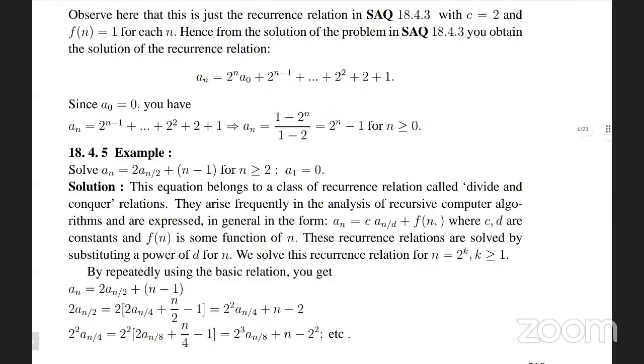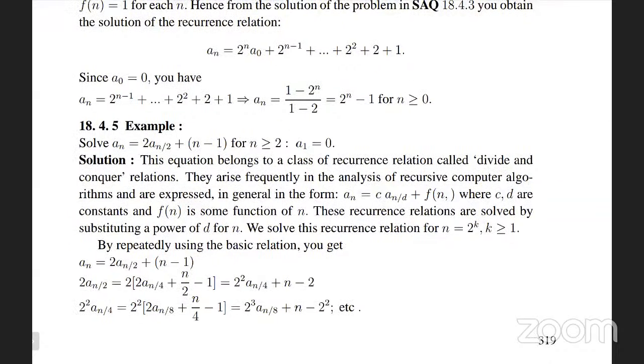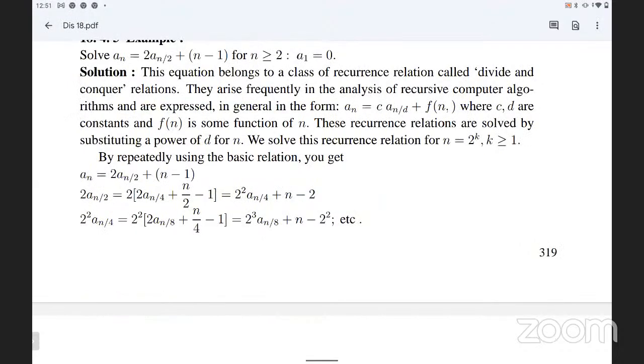Next, 18.4.5. an equal to 2 into a n by 2 plus n minus 1 for n greater than or equal to 2. The equation belongs to the class of recurrence relations called divide and conquer rule, which I will apply. What is the meaning of divide and conquer? First we should make a division, then after that combine. Divide means you divide the equation into divided form. Then conquer means add it.